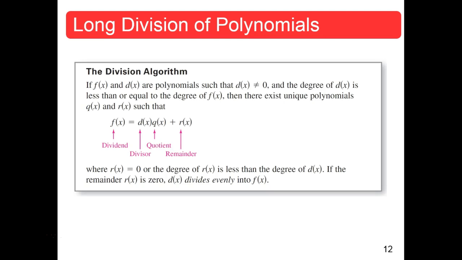So if that first divisor was a square or cube, then you could have a remainder that was linear or even square. For r of x, either r of x is equal to 0, or the degree of r of x is less than the degree of d of x, it has to be. If the remainder is 0, then we say that d of x divides evenly into f of x. In other words, it's a factor of f of x. That's the division algorithm.